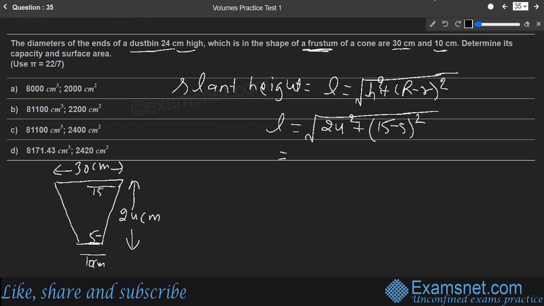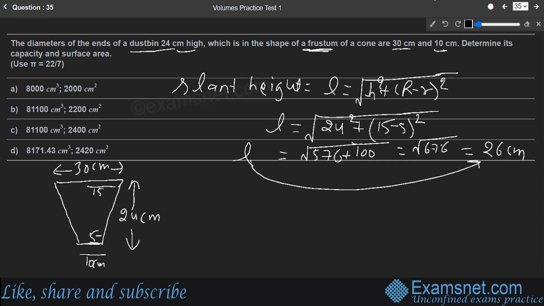If you solve this further, this comes out to be root of 576 plus 10 square, which is 100, so it is equal to root of 676, which is nothing but 26 centimeters. So the slant height of this frustum is 26 centimeter. First of all, this is calculated.